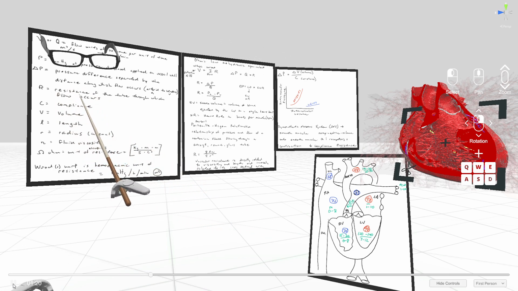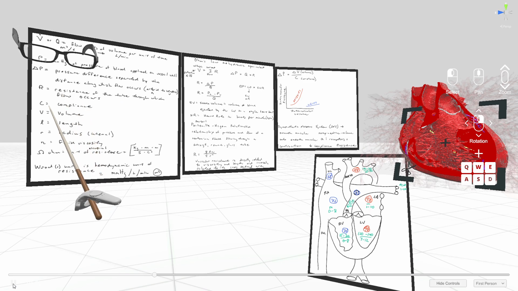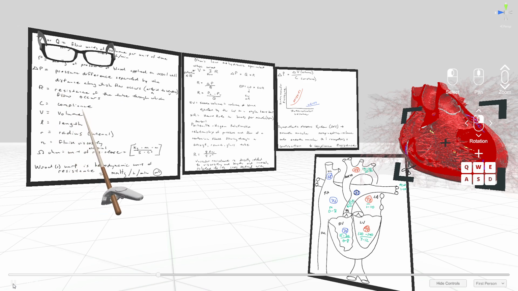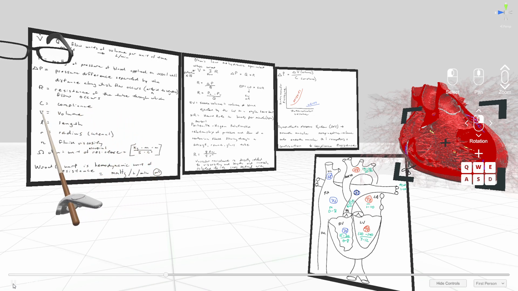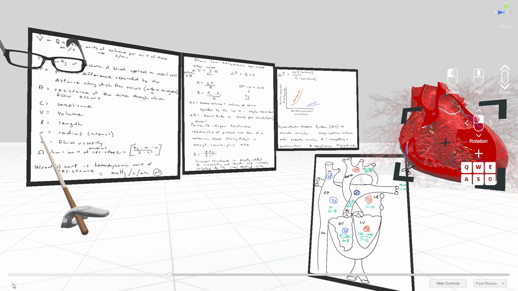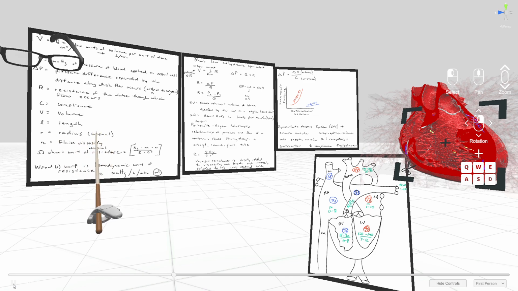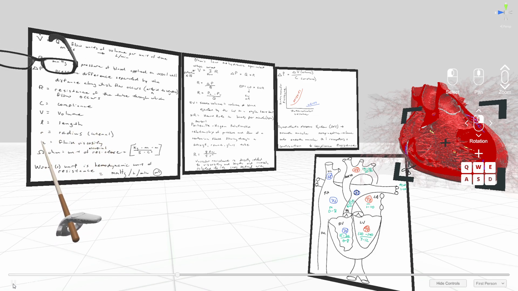Resistance is the resistance of the tube through which flow occurs. Compliance: highly compliant, it's going to be real stretchy. Poorly compliant, it's going to be stiff. Volume, length, radius. This is the internal dimension radius. Mu, I believe, is fluid viscosity here.